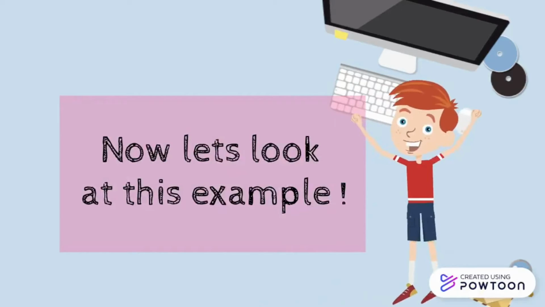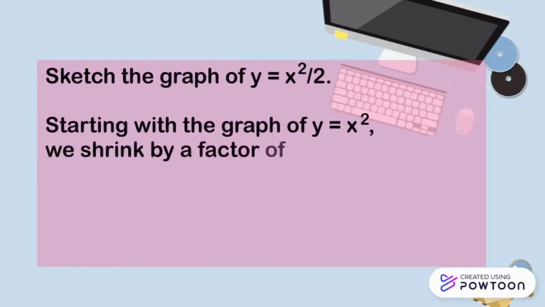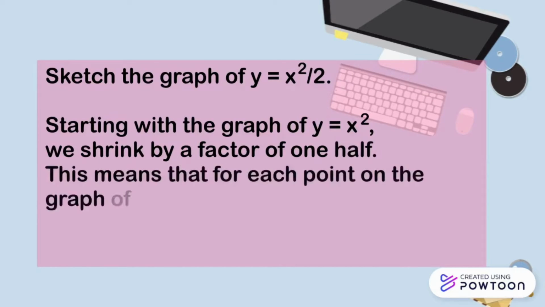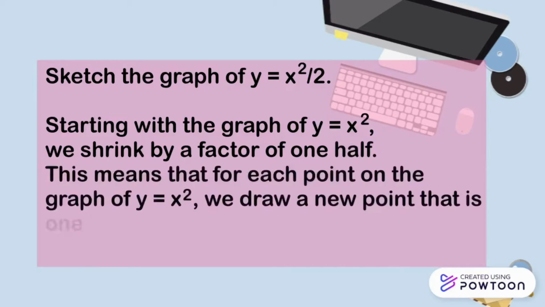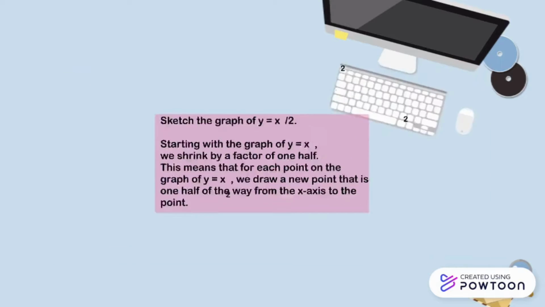Okay, let's look at this example. Sketch the graph of y = x²/2. Starting with the graph of y = x², we shrink by a factor of 1/2. This means that for each point on the graph of y = x², we draw a new point that is 1/2 of the way from the x-axis to that point.